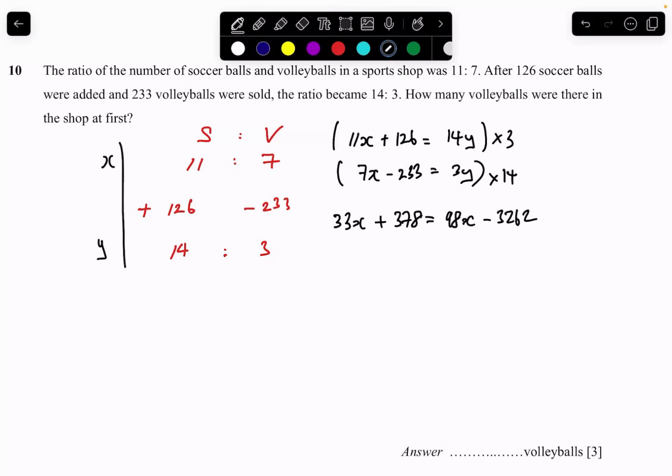Bring over, so we'll have negative 65x equals negative 42 minus 378, negative 420. So x equals 56. How many volleyballs were there? 7x, which is 392. Simple.